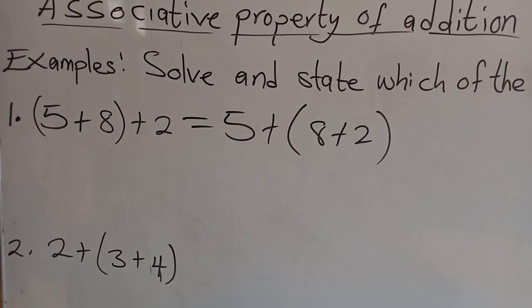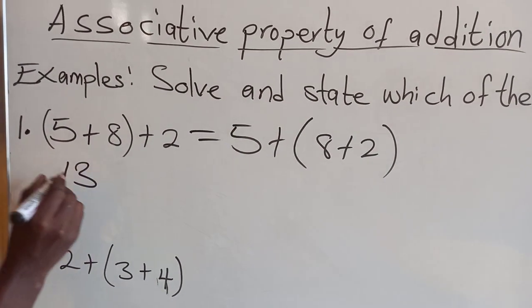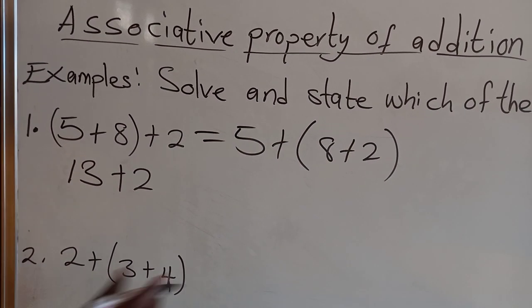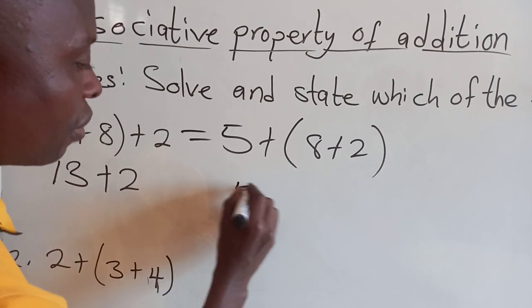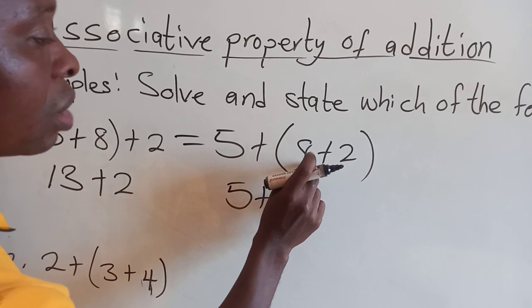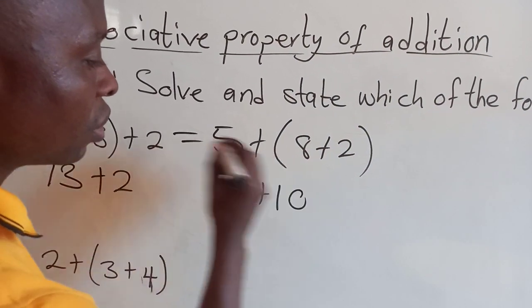It will give us what? Good. That will be 13. Then plus what? 2. Good. Let's come here. When they are going, we have our 5 plus what? Then 5 plus 2, 8 plus 2. It will give us what? 10. Good.